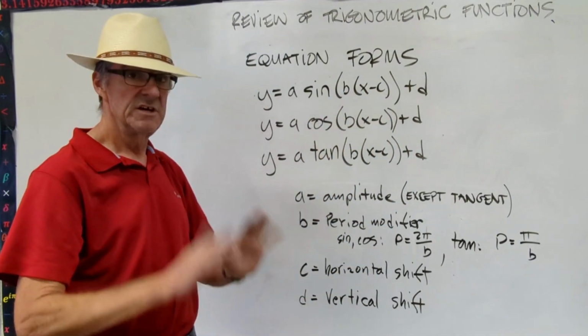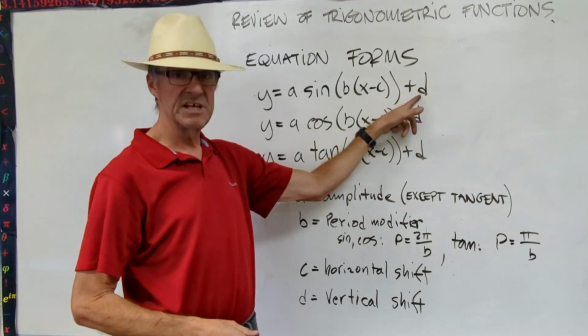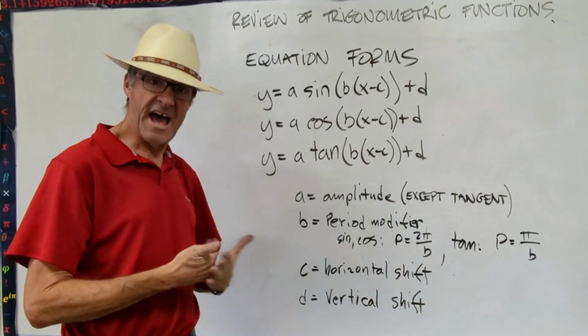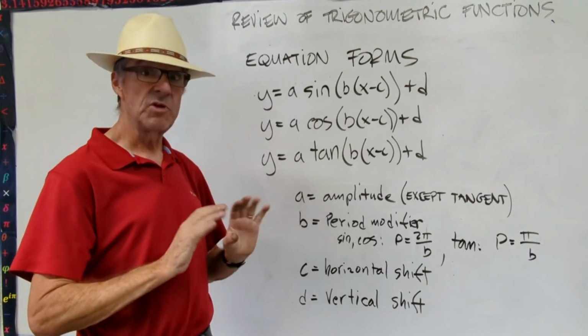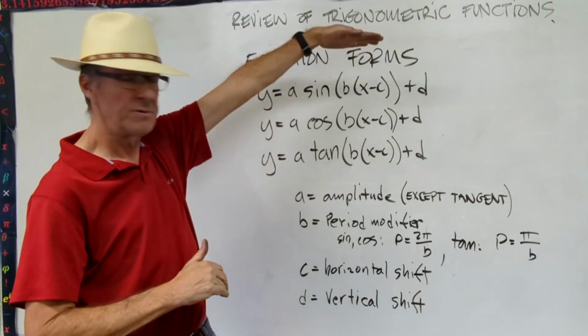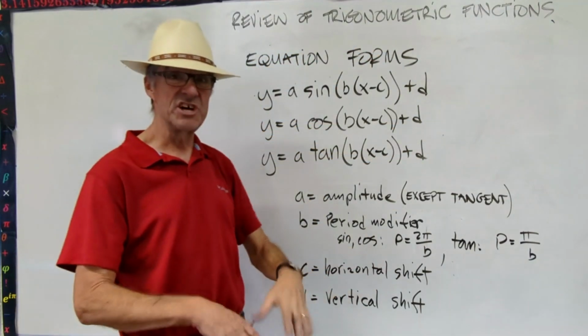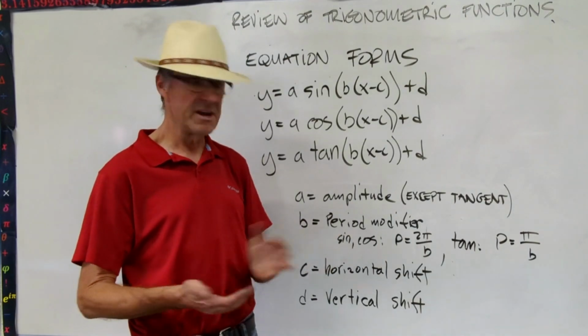Lastly, our vertical shift, totally straightforward. If you see a plus 5, it means the function is shifted up 5. By shifted up 5, what it means is that the principal axis is shifted up 5. So you can think about that. You can think that this d number is really just the principal axis. That's another way to look at that.